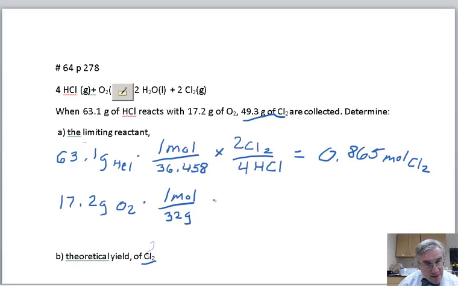Alright, so now that means we have to do the same thing, only we're not going to use the same conversion factor. We want to do a custom conversion factor for the oxygen.